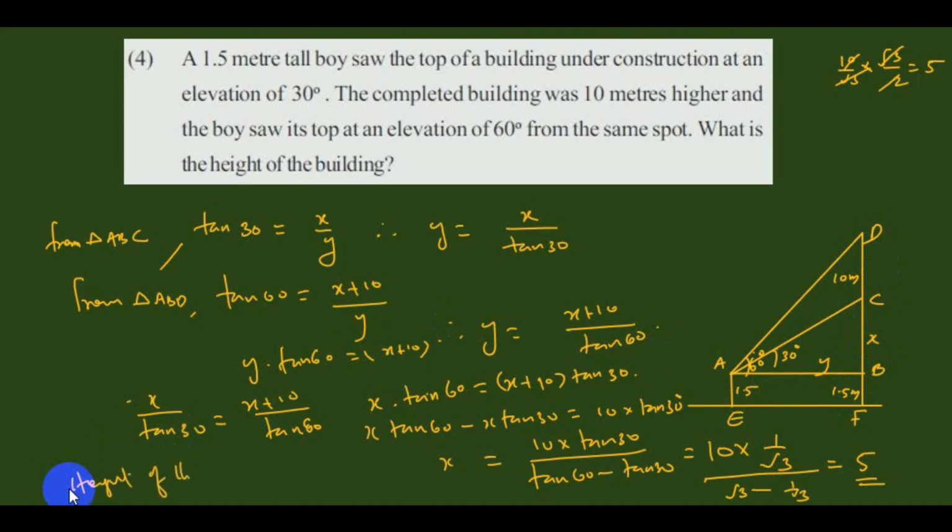Height of the building is equal to this much length, which is 10, plus this 5, therefore it is 15 plus 1.5, 16.5. 16.5 meter is the height of the building now. Okay, you can write such a question and this figure and these many steps in your notebook, how to write.